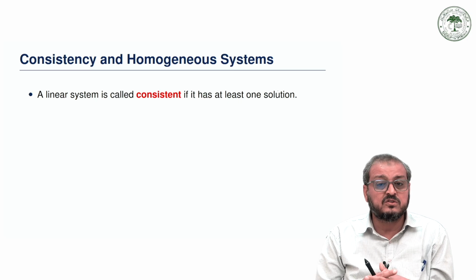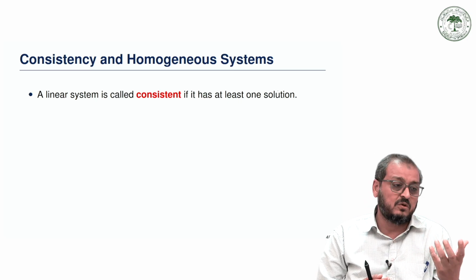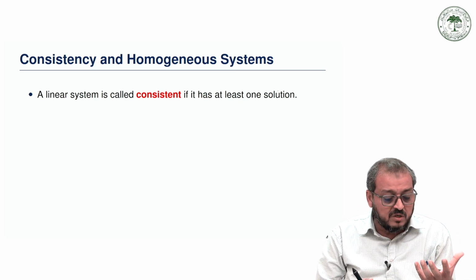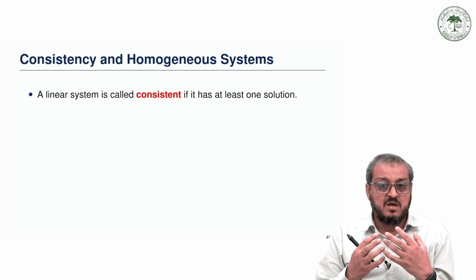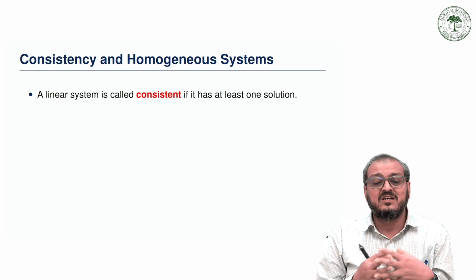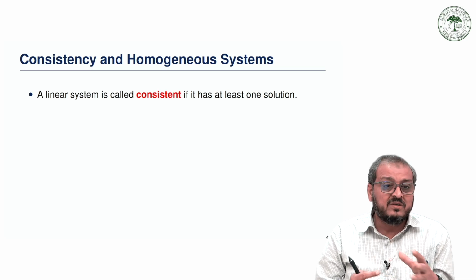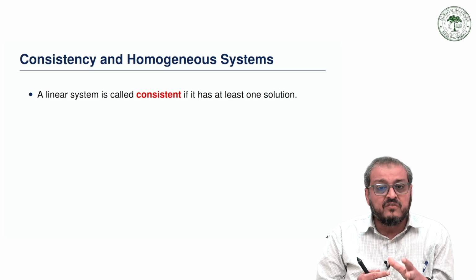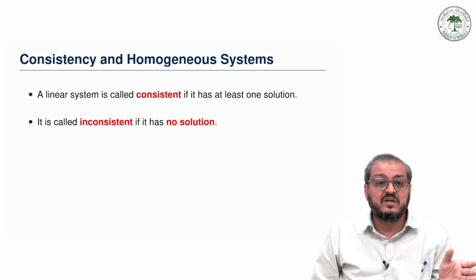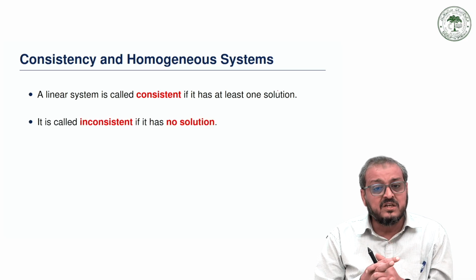A linear system is called consistent if it has at least one solution. At least one solution means the system has either one unique solution or infinitely many solutions. Then we can say the system is consistent. A linear system is called inconsistent if it has no solution.